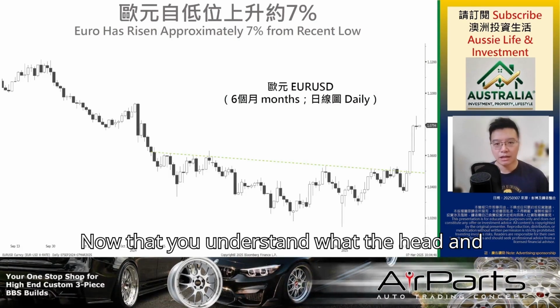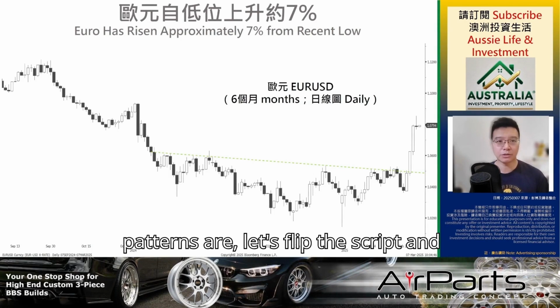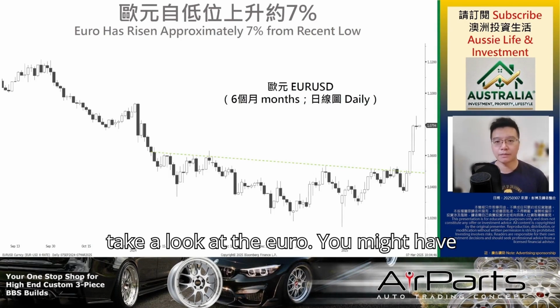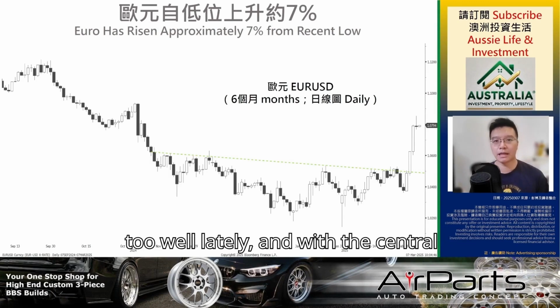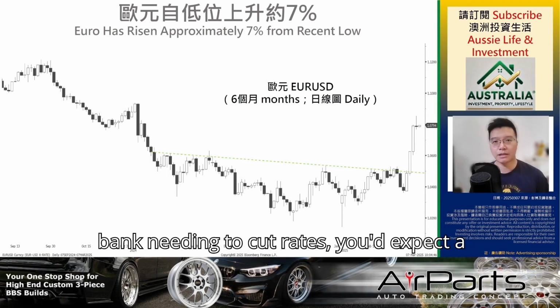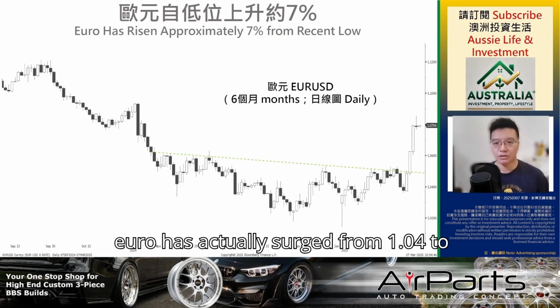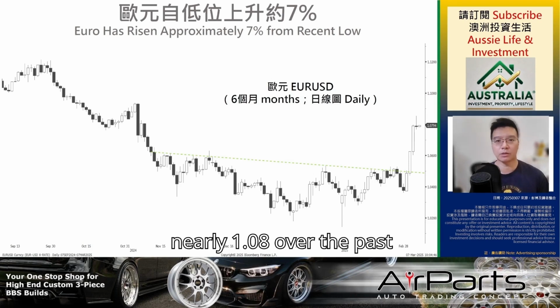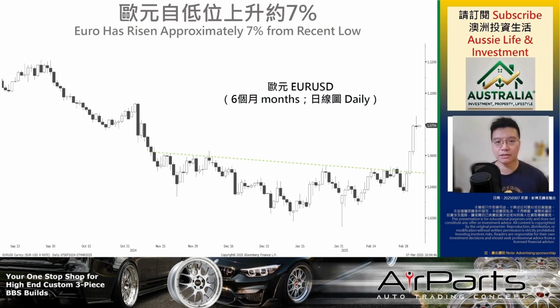Now that you understand what the head and shoulders and inverse head and shoulders patterns are, let's flip the script and take a look at the euro. You might have heard that the economy hasn't been doing too well lately, and with the central bank needing to cut rates, you'd expect a different outcome. But surprisingly, the euro has actually surged from 1.04 to nearly 1.08 over the past week. It has risen by nearly 7% from the low.